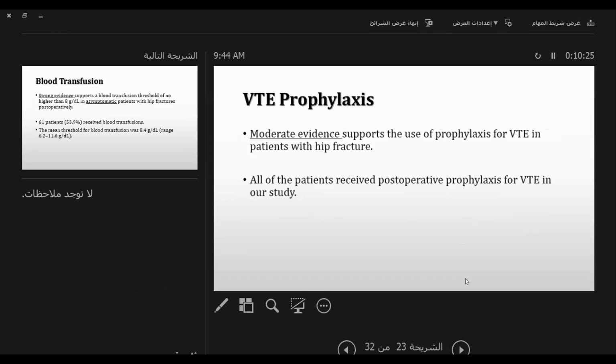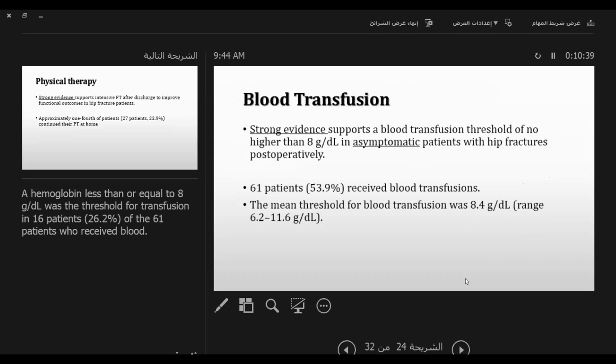Regarding venous thromboembolism prophylaxis, moderate evidence supports use of prophylaxis for venous thromboembolism in patients with hip fracture. All of our patients receive post-operative prophylaxis for venous thromboembolism. The AOS has strong evidence that supports a blood transfusion threshold of no more than 8 in asymptomatic patients with hip fracture post-operatively. Nearly half of our patients received blood transfusion. The mean threshold for blood transfusion was 8.4.